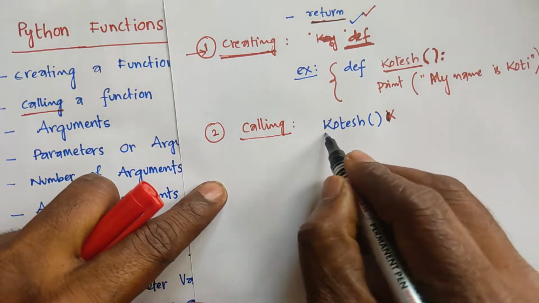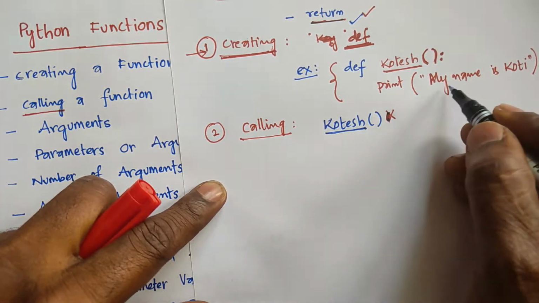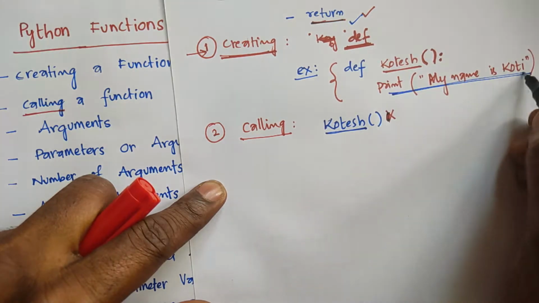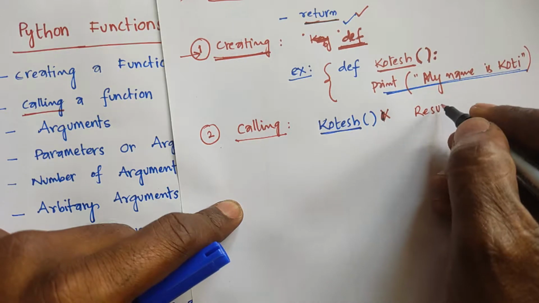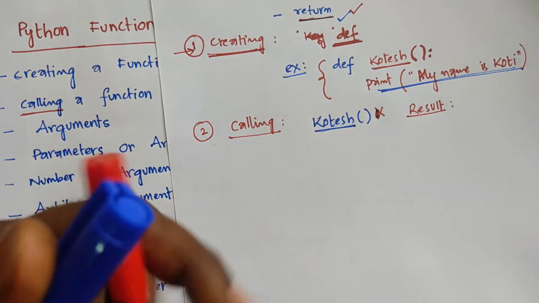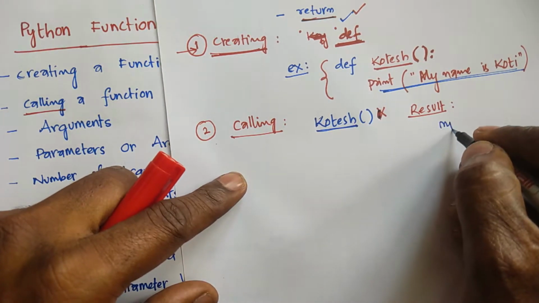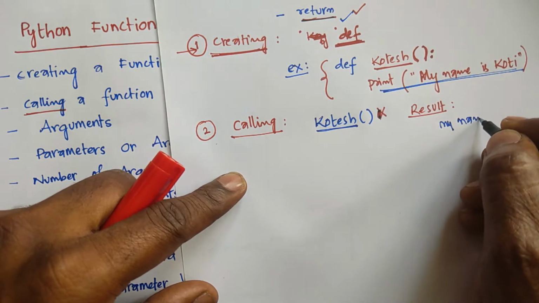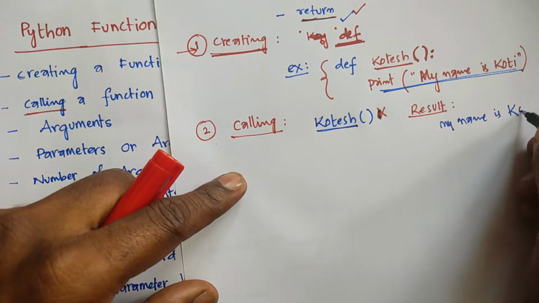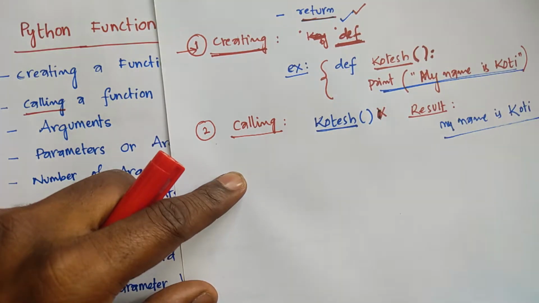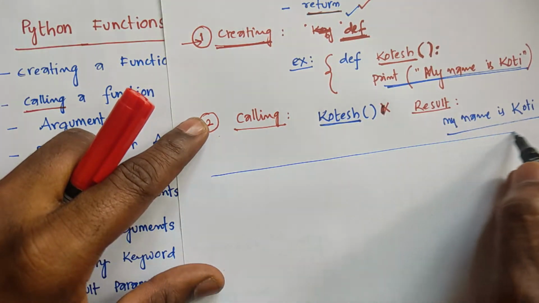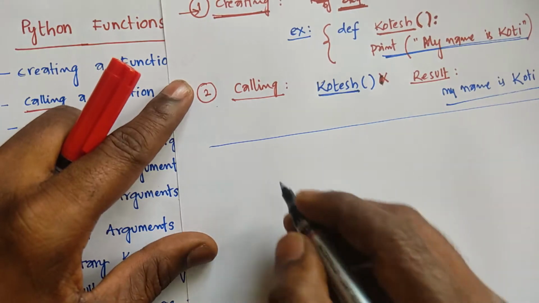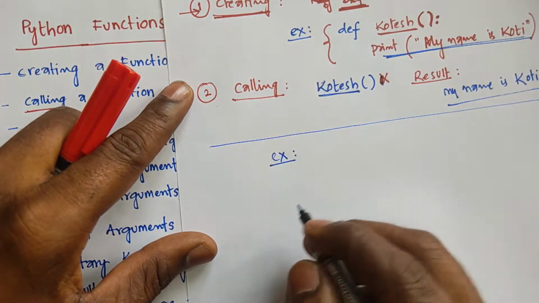When you call the particular function, after execution you will get the result: my name is Koti. So this is my output. Based on this concept, we are going to see one more example of creating and calling.